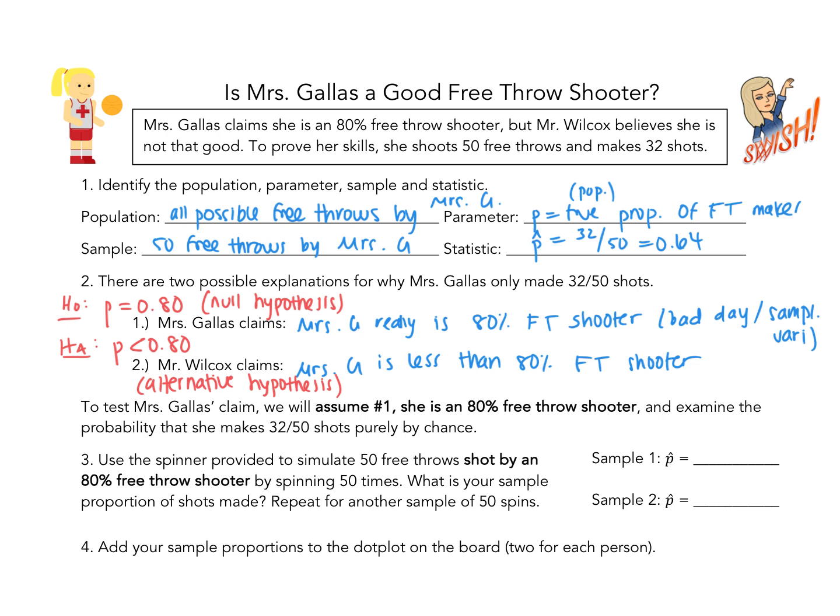We're going to write some more on this in a few minutes. Your null is always going to be a statement of equality. And so what we're going to be figuring out is, what is the likelihood that she would shoot 64% if she really is an 80% free throw shooter? So that's where we're going to do our simulation. Questions before we keep going?